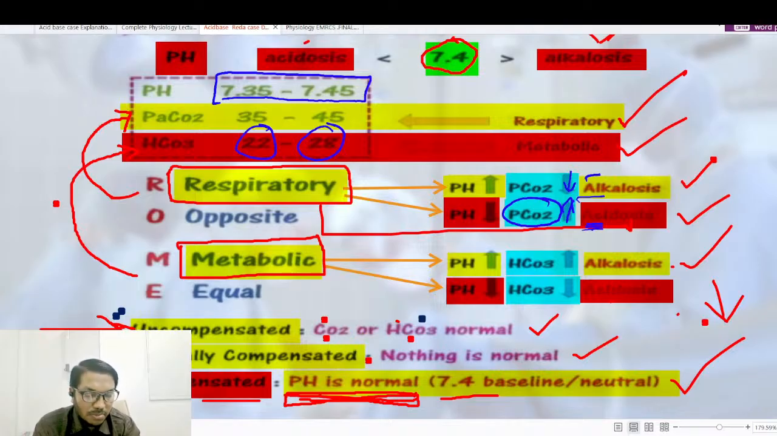Yes, pH will be the opposite because acidosis means pH is less than 7.4. So in any acidosis, pH will be low. In any alkalosis, pH will be high. But the respiratory component is the partial pressure of carbon dioxide.